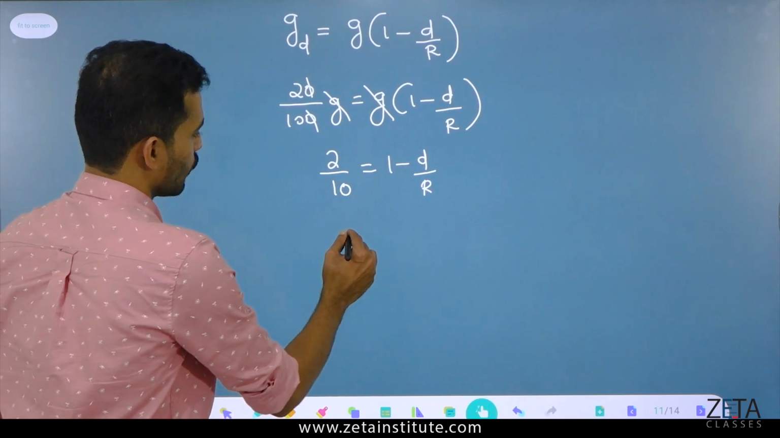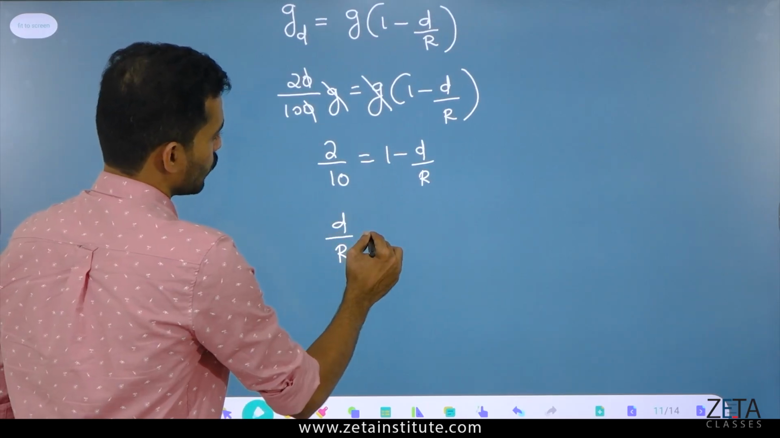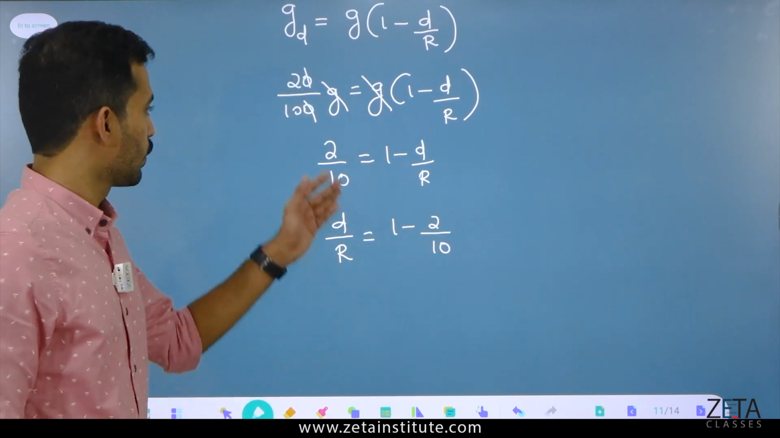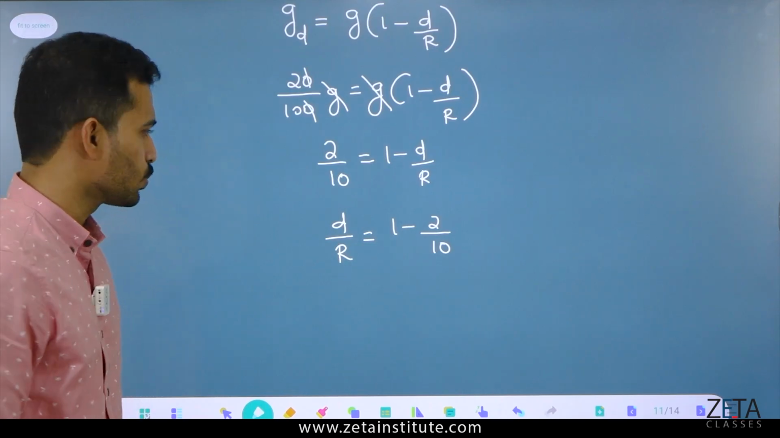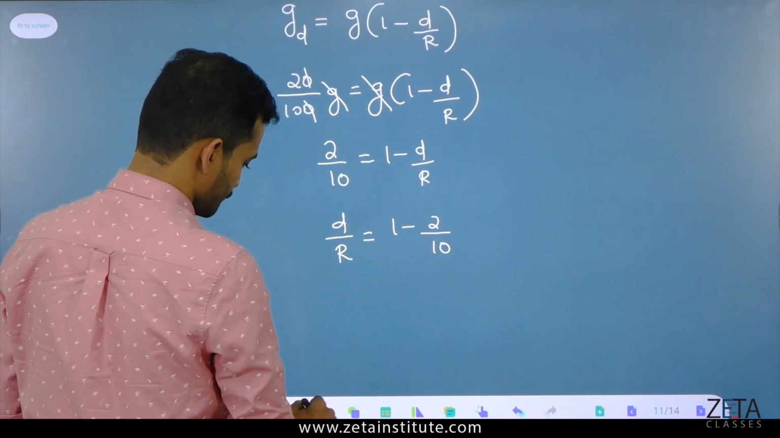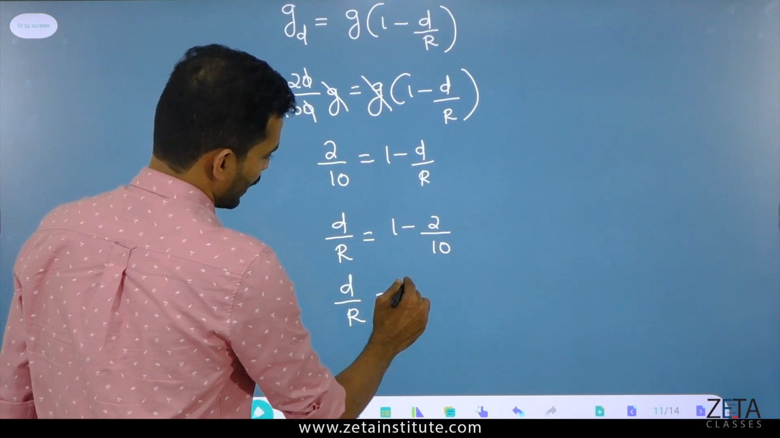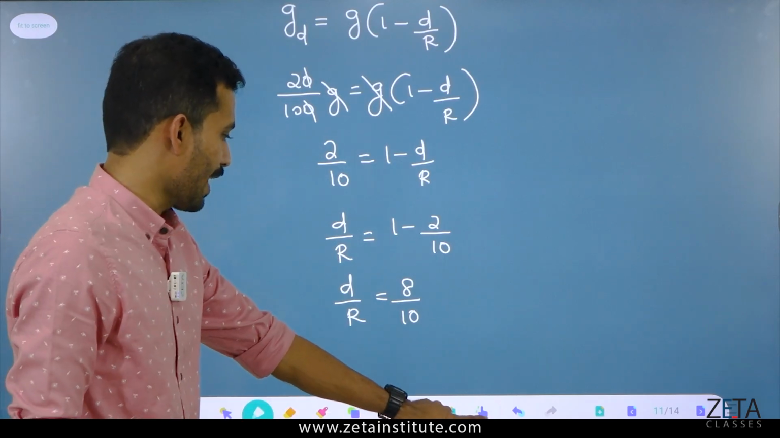So minus d by R can be taken to this side, then we will get d by R is equal to 1 minus 2 by 10. What is 1 minus 2 by 10? That is 8 by 10. So we can write d by R is equal to 8 by 10. What is the value of d?